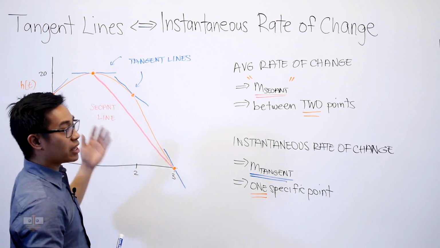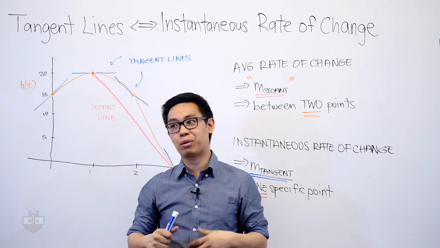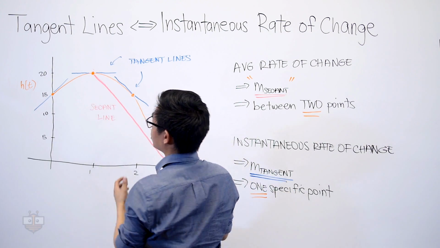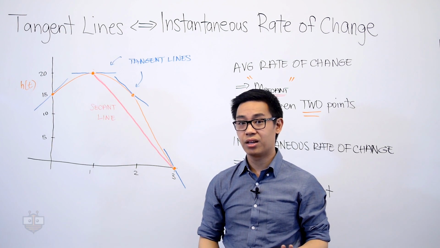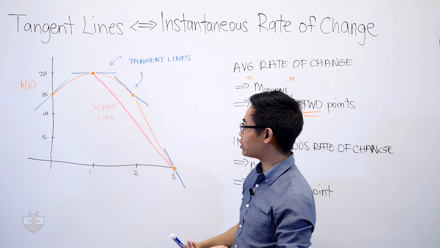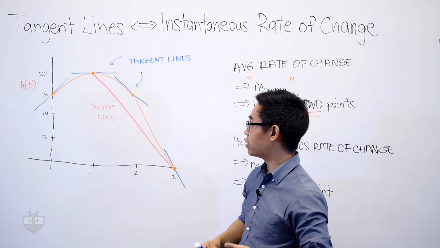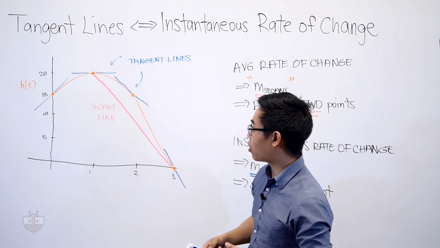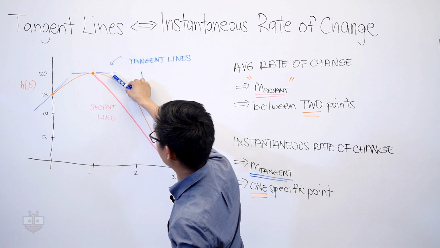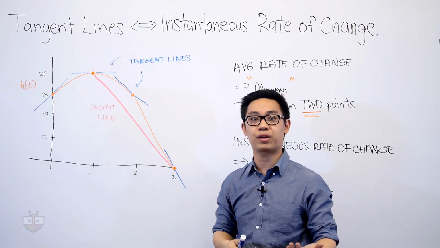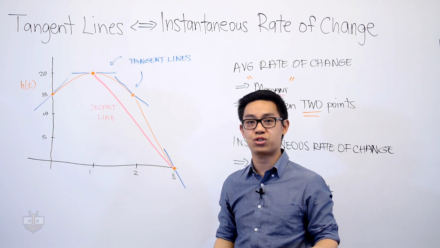Now, calculating the slope of a tangent line is not particularly difficult. You just have to take 2 points on that tangent line and use rise over run. The challenge is that drawing tangent lines can be really inaccurate without the use of graphing technology. So some people might draw the tangent line like this. Other people might draw the tangent line like this. So you're going to get different calculations depending on who drew the tangent line.